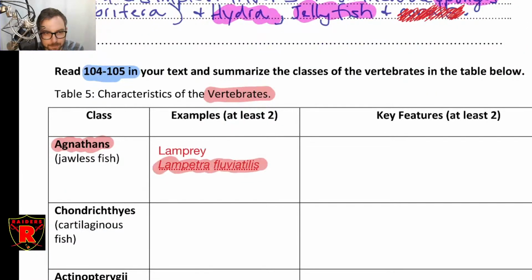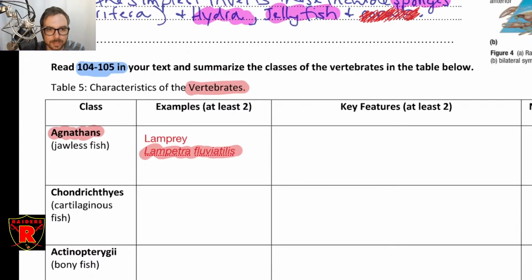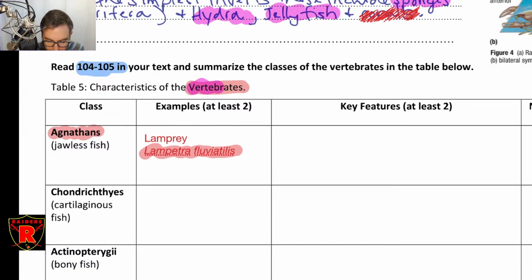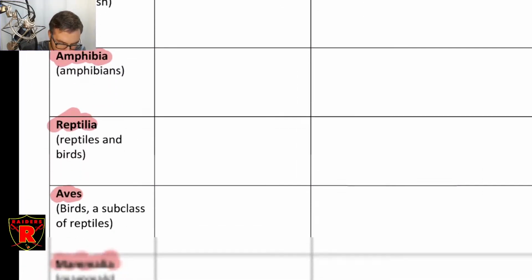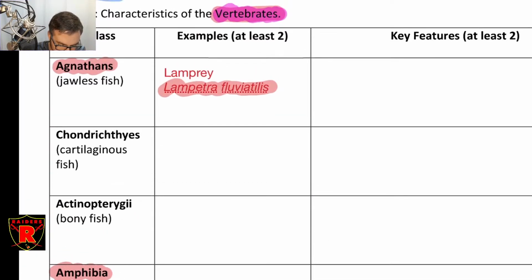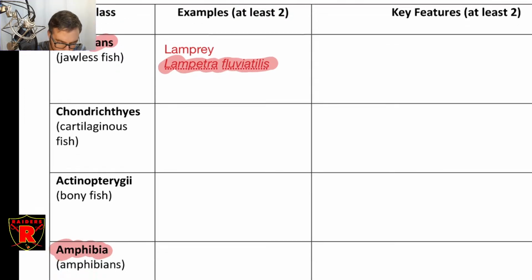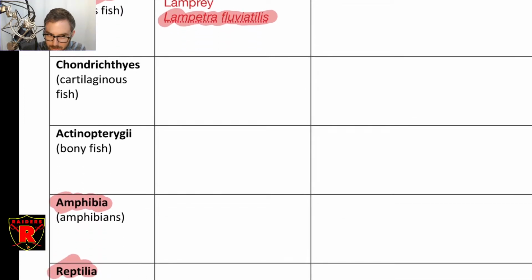What I'm going to get you to do is read pages 104 and 105 in the text, which is a very basic overview of vertebrates. Again, we're going to focus on the group that we're a part of here. And I'm going to get you to fill in this chart. So these are the different classes of vertebrates. They include agnathans, which are jawless fish, Chondrichthyes, which are cartilaginous fish.